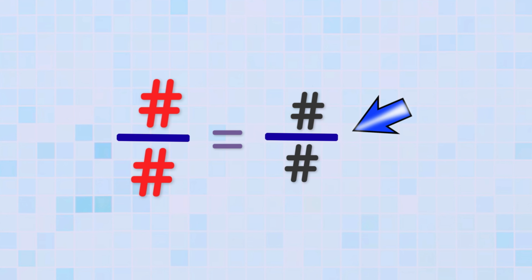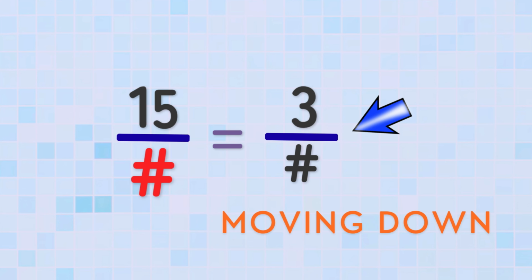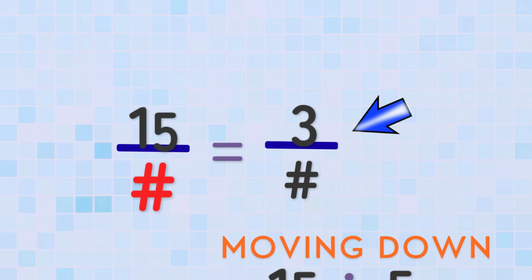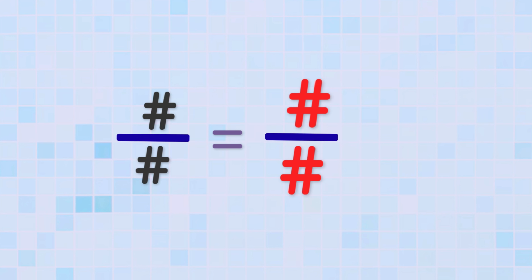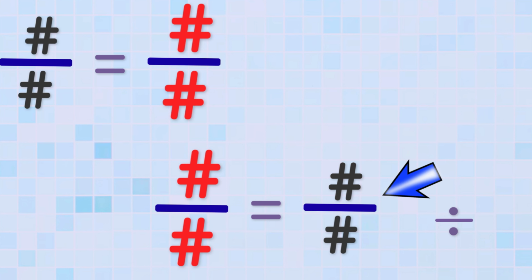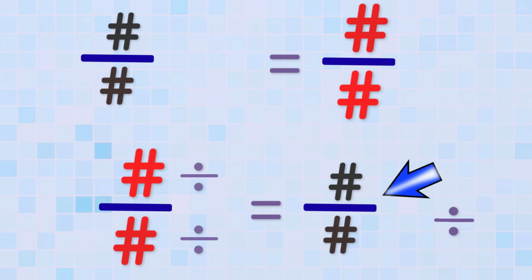But if the number is getting smaller, we are breaking it down. For example, if 15 becomes 3, we are moving down. To go down, we divide. So we ask, what do we divide 15 by to get 3? We divide by 5. So here's the simple rule. If the numbers get bigger, we multiply. If the numbers get smaller, we divide. But no matter what, we always use the same number on the top and bottom.